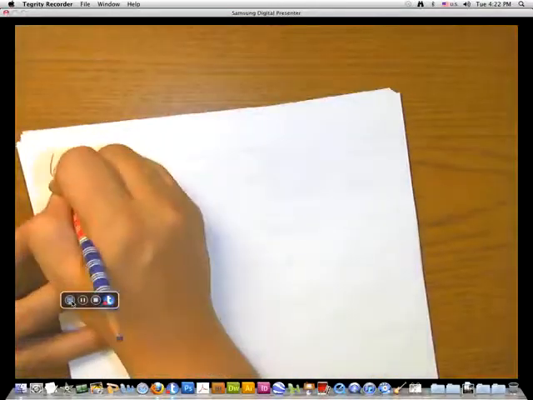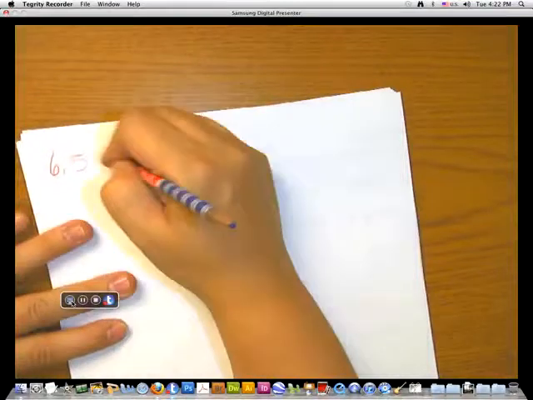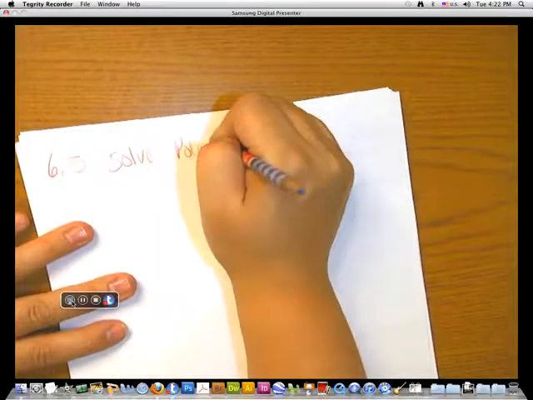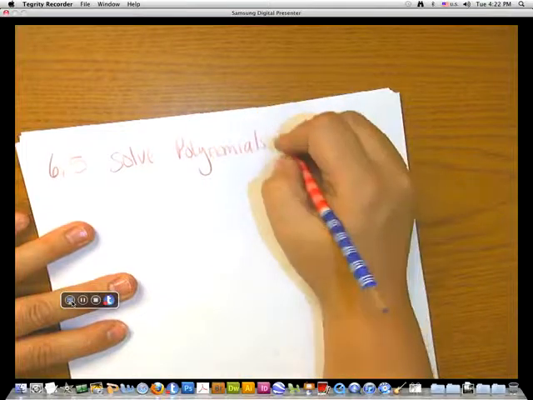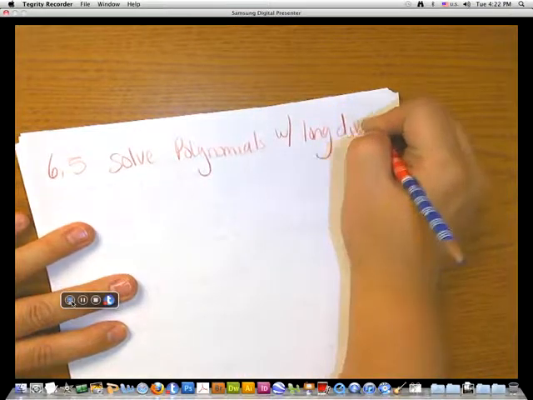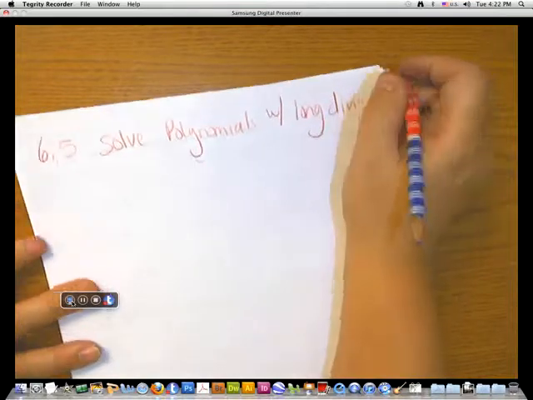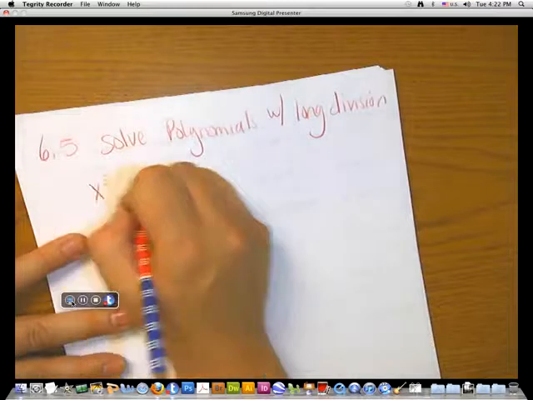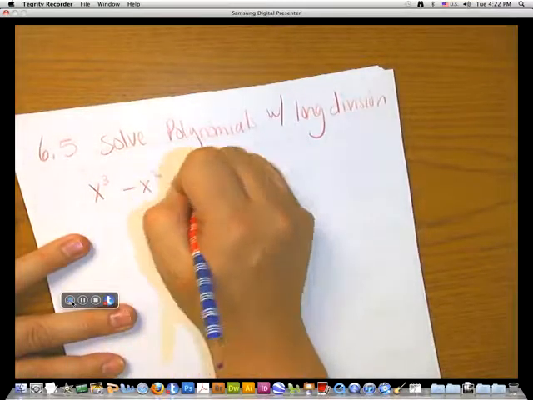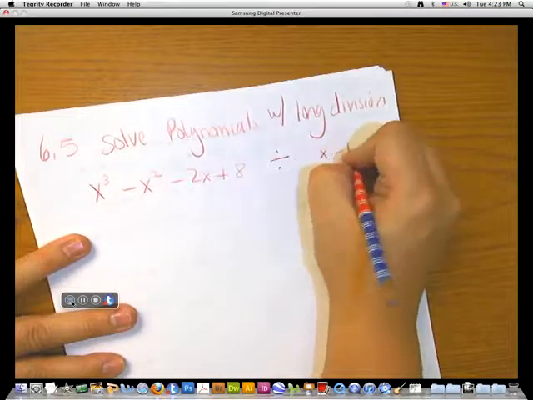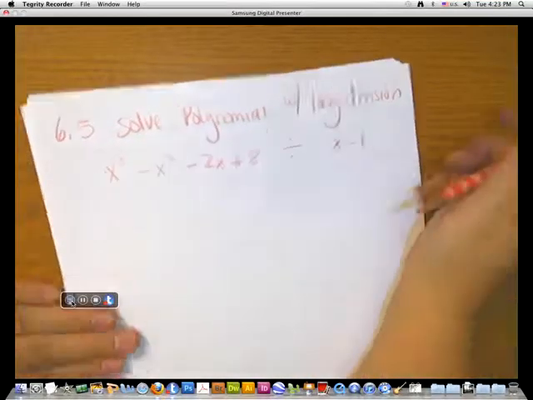Okay, 6.5. We're going to solve polynomials with long division. So here I have x cubed minus x squared minus 2x plus 8. And I'm going to divide it by the polynomial of x minus 1.